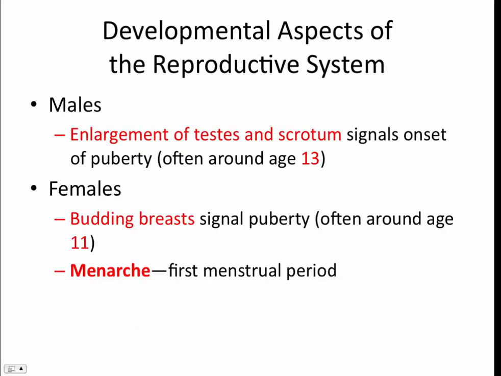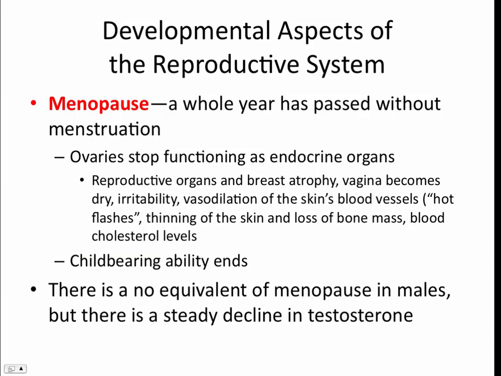Let's take a quick look at the developmental aspects of the reproductive system. Males show onset of puberty when they have enlargement of testes and the scrotum. This occurs around age 13. And females will start their puberty often around the age of 11, and we know this by the physical appearance of budding breasts. And this is a term that we learned from the last video lecture: menarche. This is the first menstrual period in a female.